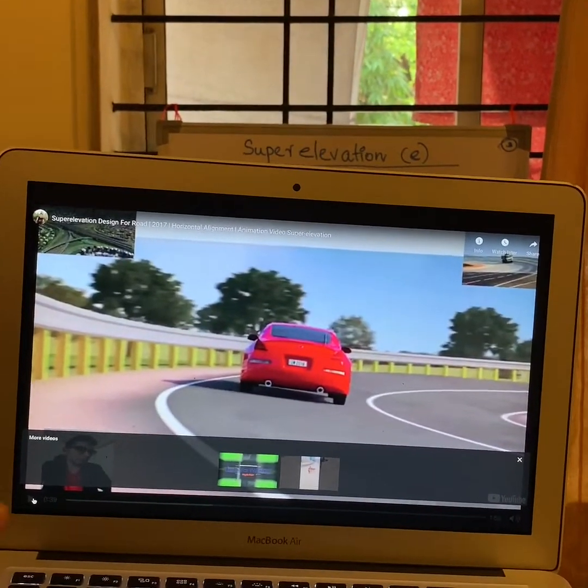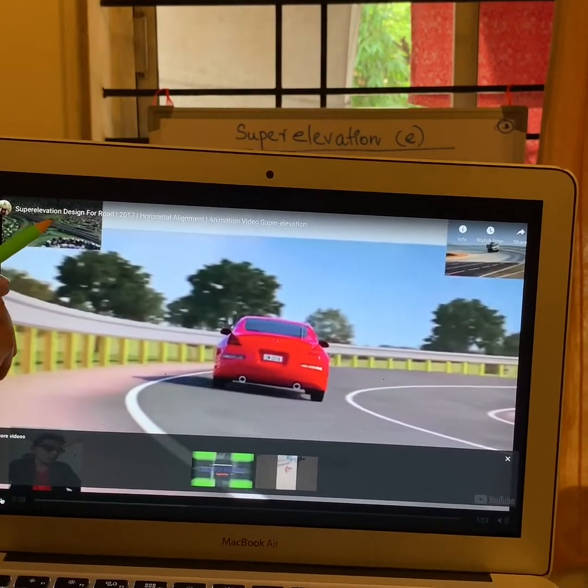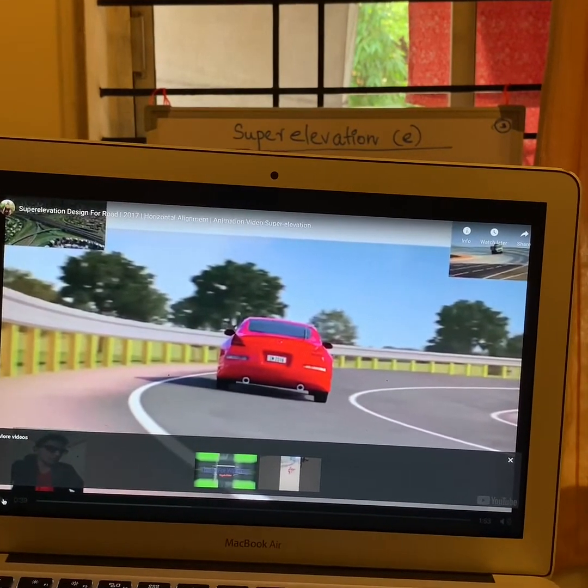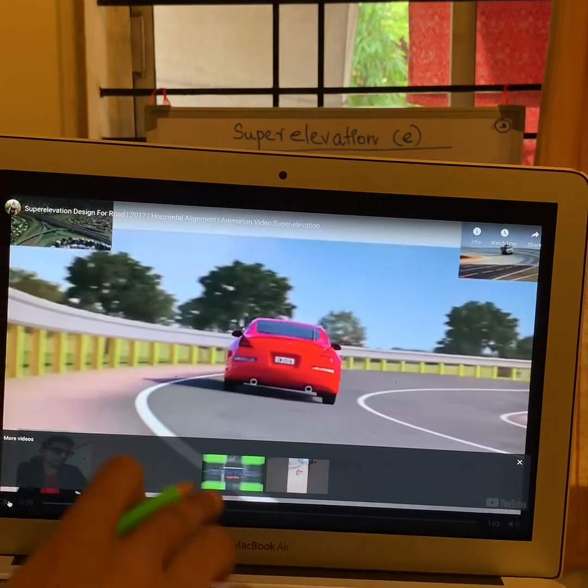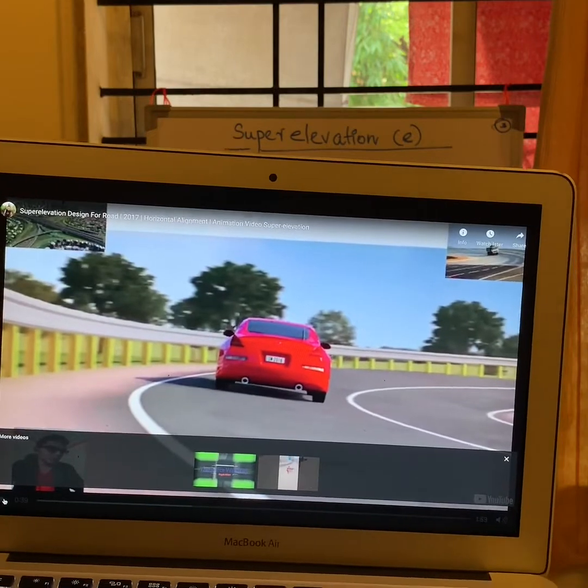I'm sharing a video which is already available on YouTube. If you want, you can refer to it. Super elevation design for road. Here my emphasis is, have a look at the horizontal curve and the vehicle movement over there.